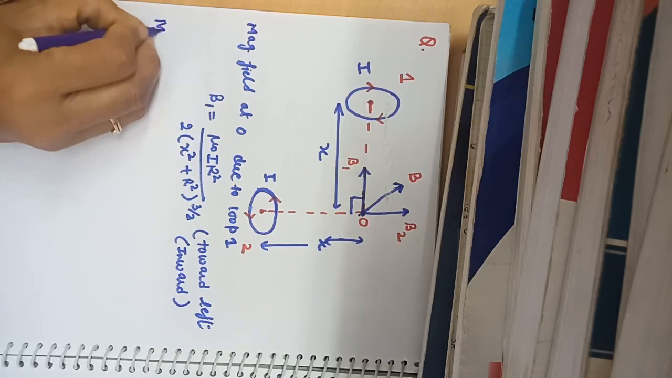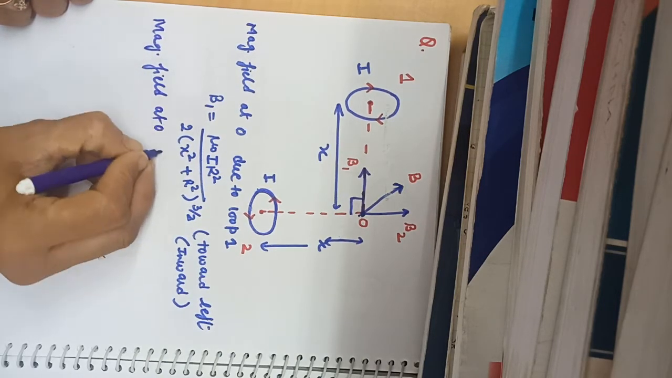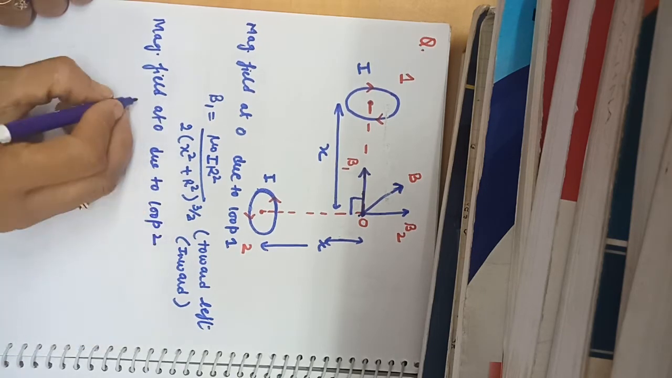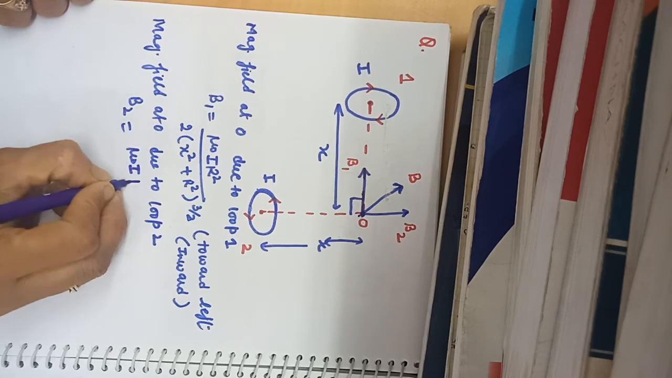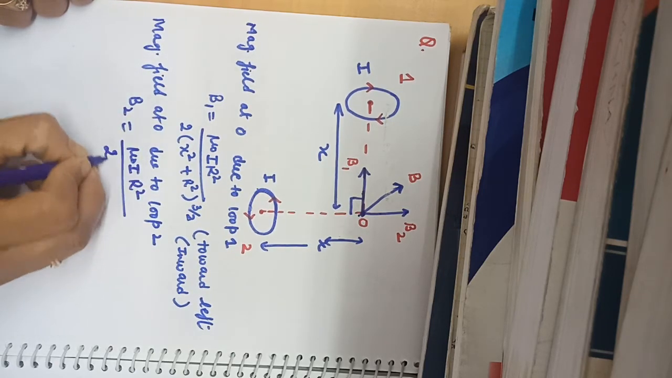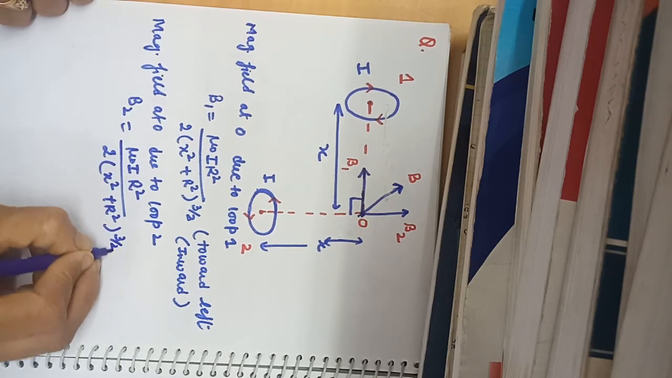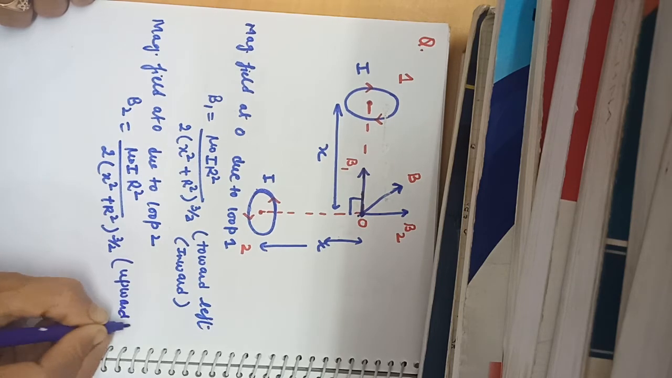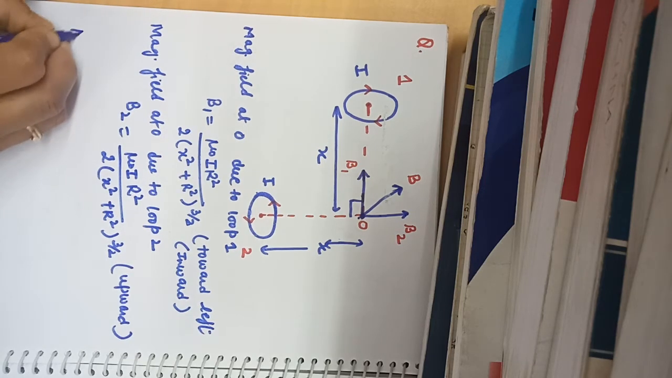Now the magnetic field at O due to loop 2, that is B2. Same current, so that is I, same radius r square, over twice, and the distance is also the same, r square plus x square to the power 3 by 2. And where is the direction? Upward.